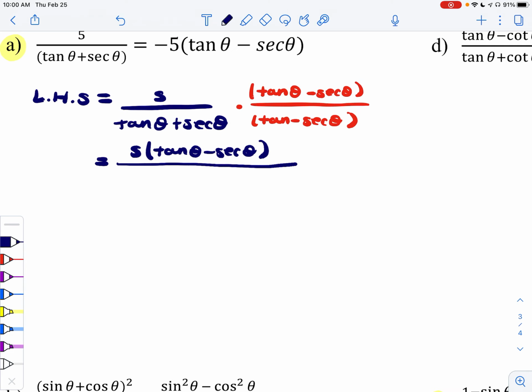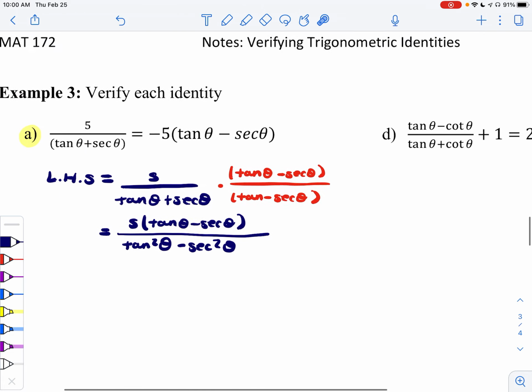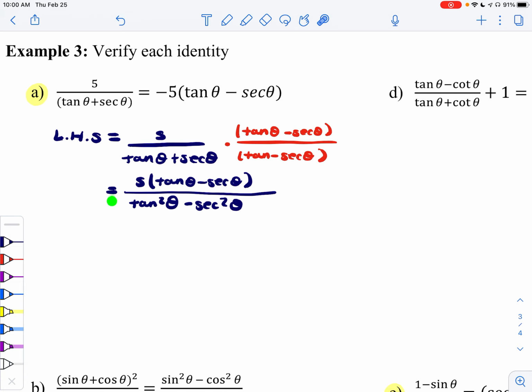So tangent times tangent, we would get a tangent squared. And then just like every time we multiply by a conjugate, our middle terms are going to cancel out because we have a negative tangent times secant and a positive tangent times secant. So those middle terms cancel. That's going to happen every single time you multiply by a conjugate. And then we would get a negative secant squared. Okay. All right, now this denominator right here should look familiar to you. Tangent squared minus secant squared.